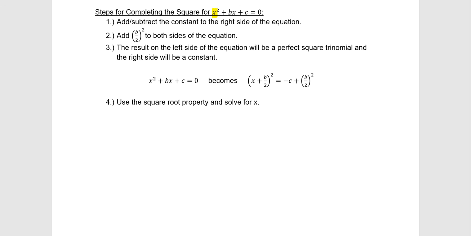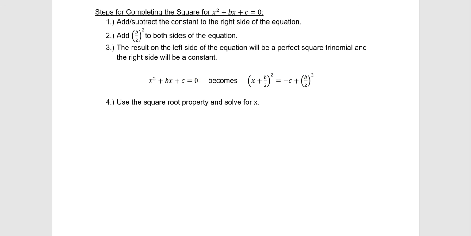So if we have x squared plus bx plus c equals 0, the first thing we're going to do is add or subtract the constant term, the c value, to the right side of the equation. The next step is to add b over 2 squared to both sides of the equation. What we get on the left is a perfect square trinomial, and then we can factor it. So from x squared plus bx plus c equals 0, it's going to become x plus b over 2 squared equals negative c plus b over 2 all squared. And then we're going to use the square root property, square root both sides, and solve it for x.